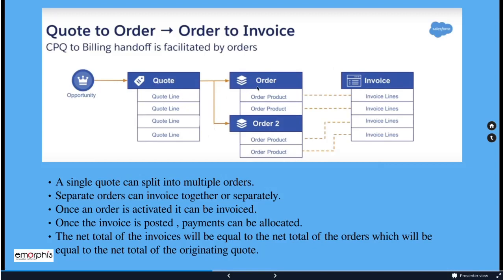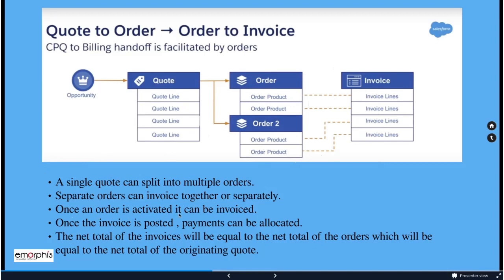So, if a quote is split into two orders, order 1 and order 2, the orders will in turn have the order products. And these orders are combined into one invoice because most of the customers prefer a single invoice. So, a single quote can be split into multiple orders. Separate orders can be invoiced together or separately. That totally depends on the requirement.